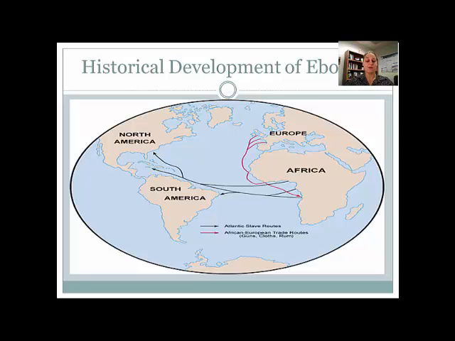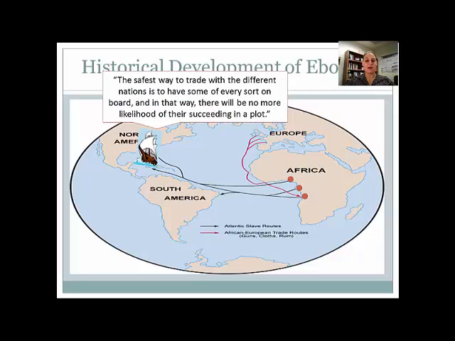During the slave trade, ships collected slaves from several different nations rather than just trading with one nation. And here is the rationale from a slave trader as to why they would do that: the safest way to trade with the different nations is to have some of every sort on board, and that way there will be no more likelihood of their succeeding in a plot. They thought that if they got slaves from different areas in Africa, it would increase their chances that the slaves couldn't overpower them and take over, because the people would not share a language. So here we have language group A, language group B, C, D, E, F: people from different areas who for the first time are meeting and hearing different languages.